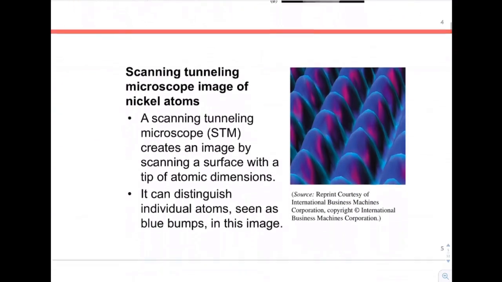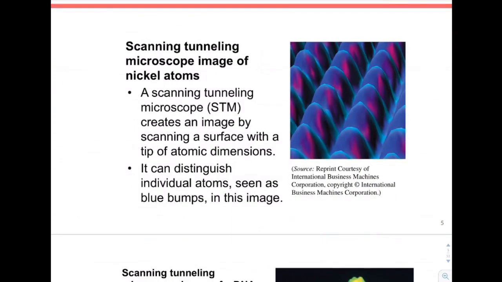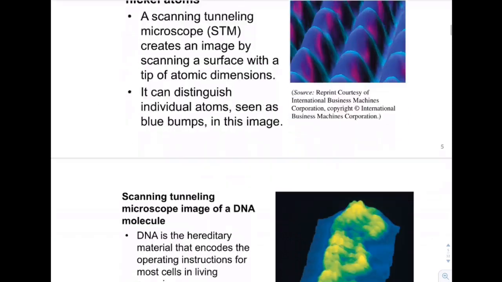So how do we see atoms and molecules? Here is an example of some of the latest technology, a scanning tunneling microscope. And we can see that these little blue areas are actually atoms. And so we get that 3D, we can see the atom. Now we can't see inside the atom or individual electrons floating around or anything, but we can see these bumps. We can distinguish those as atoms, which is pretty cool.